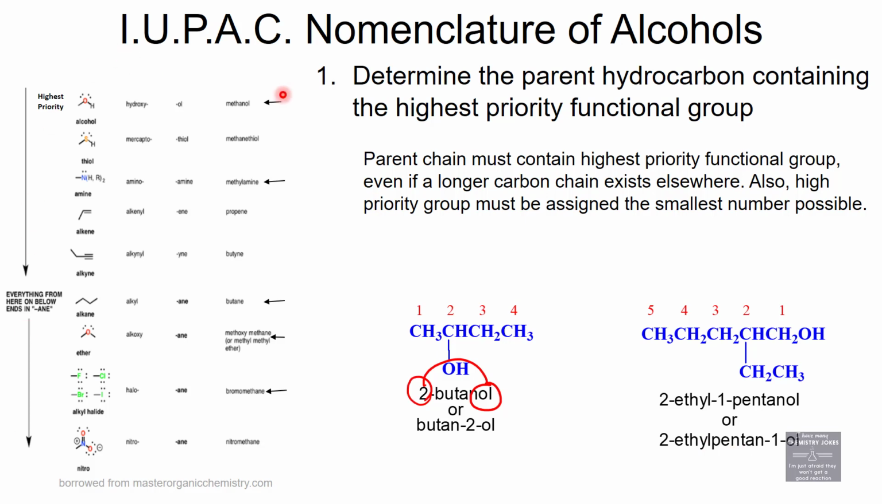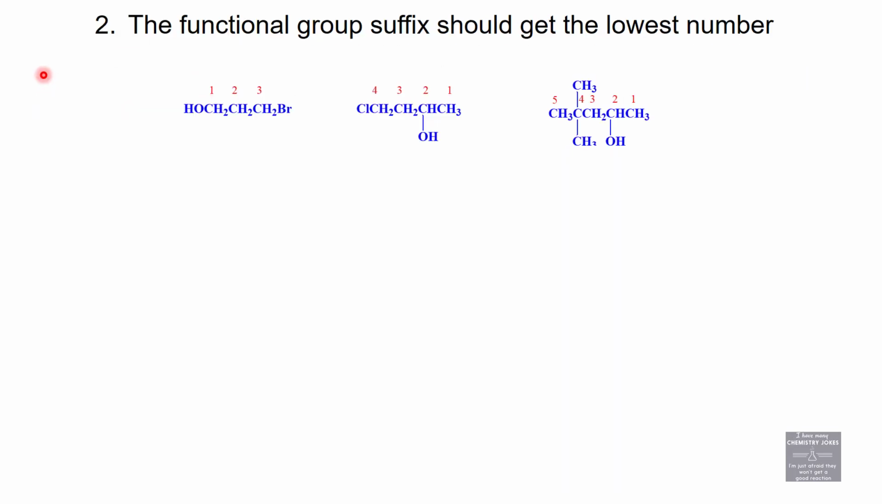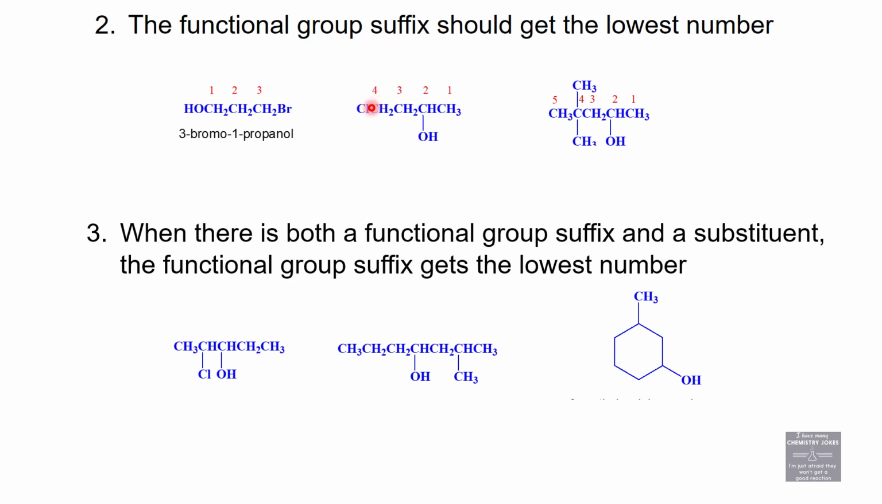Alcohol is the highest priority of things we're naming today, so if there's an alcohol, that has to be in the parent chain, and that alcohol needs the lowest number possible because it's the dictator. So in this 3-carbon chain, I know that it has to start number 1 over here because alcohol is there. 3-bromo-1-propanol. Ditto here. The chlorine has to be carbon number 4 because alcohol has to be carbon number 2. This dimethyl has to be 4,4 because alcohol has to be lowest number possible.